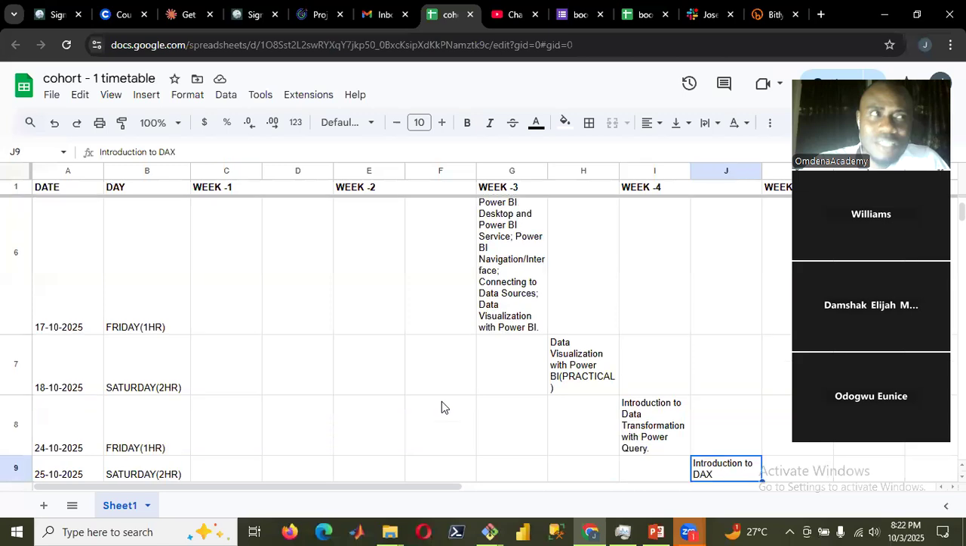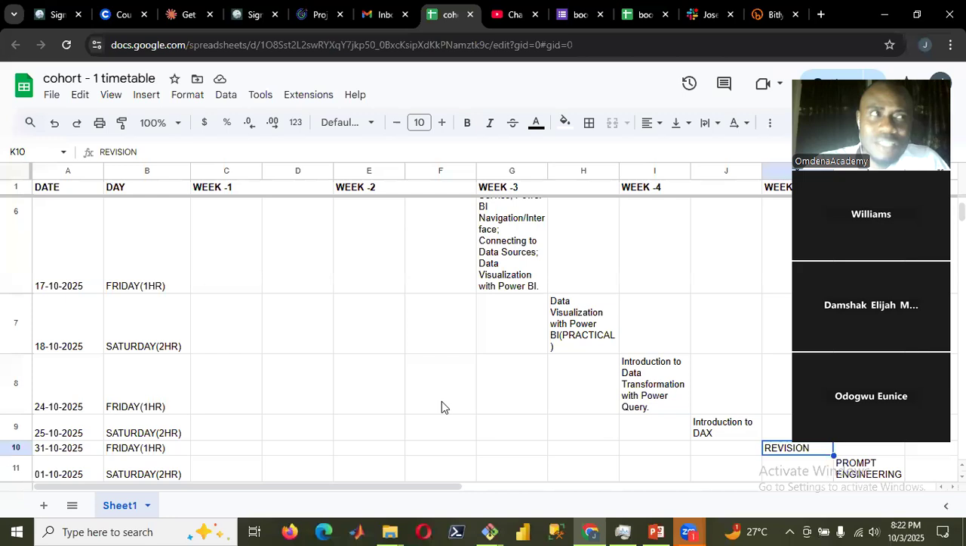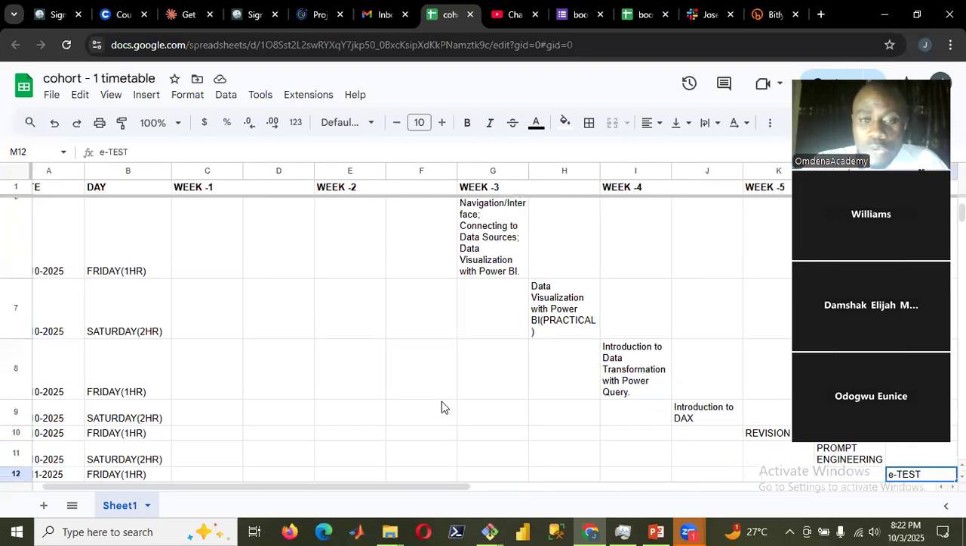in this calendar. Introduction to DAX is what we'll also discuss. Then we're going to have revision. After the revision, we'll now go into prompt engineering. That revision is meant for everyone to, if you have questions that you still think has not been answered properly, or you have a particular subtopic you think should be discussed again. We are going to discuss that one, right? Then we are going to have an e-test. This test will determine if you'll be certified or not. Okay.